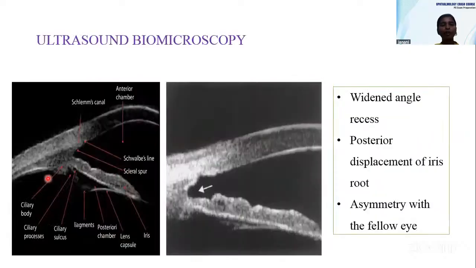And in ultrasound biomicroscopy, you can see widened angle recess and also posterior displacement of the iris root. And you can always compare with the other eye. So this is a normal one and this is a patient with angle recession.